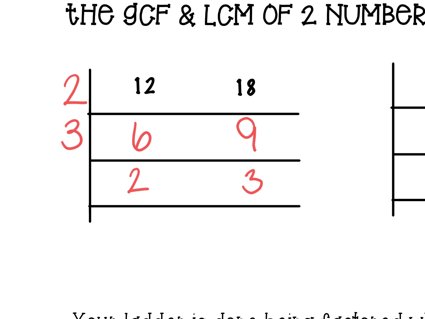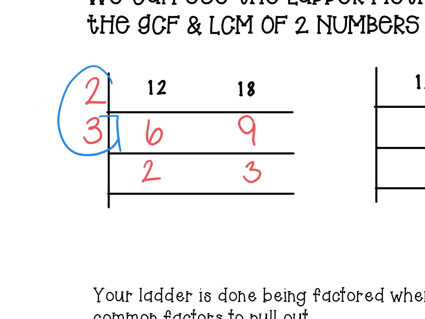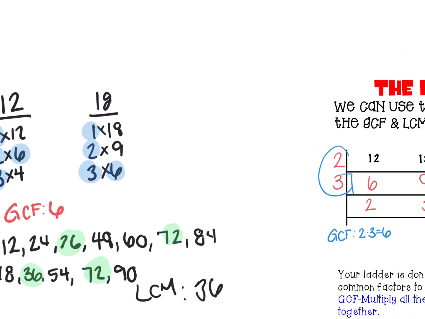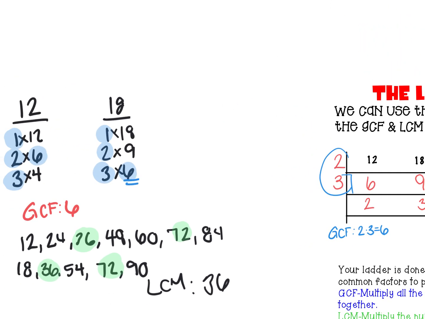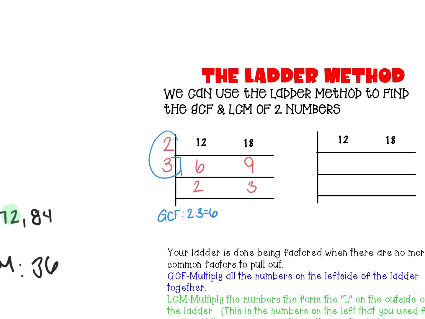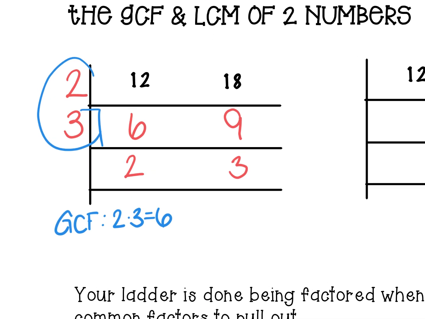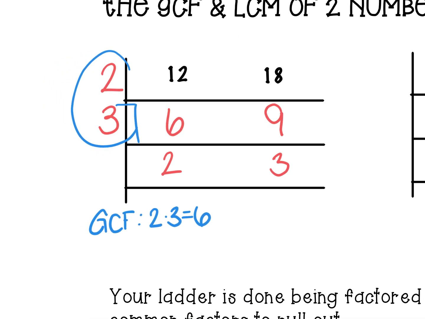To get the GCF, I'm going to group, and I like to draw a G around them, to group those together. Any factors I pulled out to the side, I'm going to group together and multiply. So I pulled out a 2 and a 3, and I'm going to multiply 2 times 3, which gives me 6, which is exactly what I said the greatest common factor was over here. What if you do it with... Hang on. You're getting ahead of yourself. I'm going to show you the what ifs. Watch what happens with the LCM.